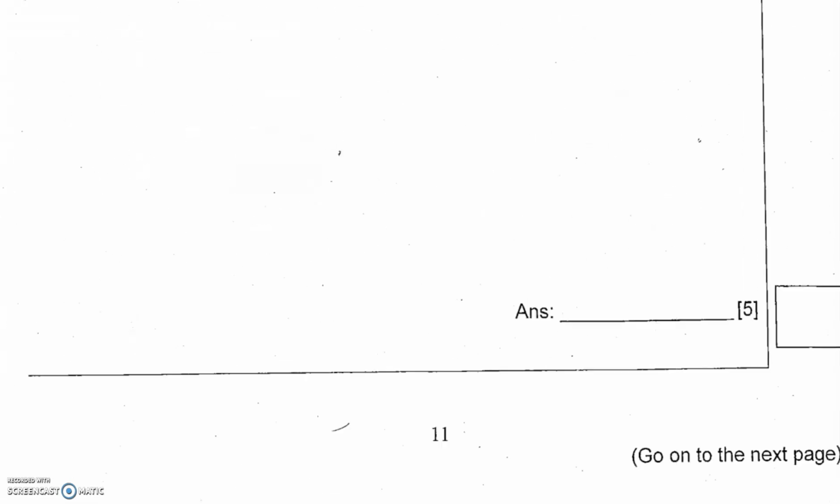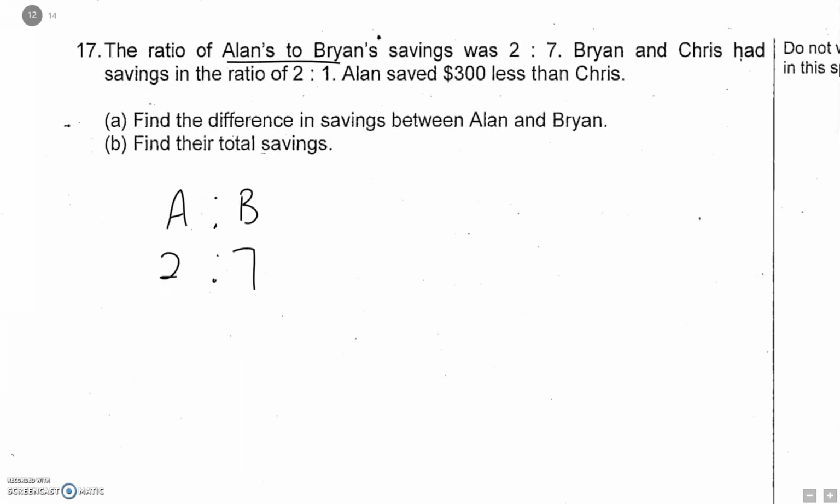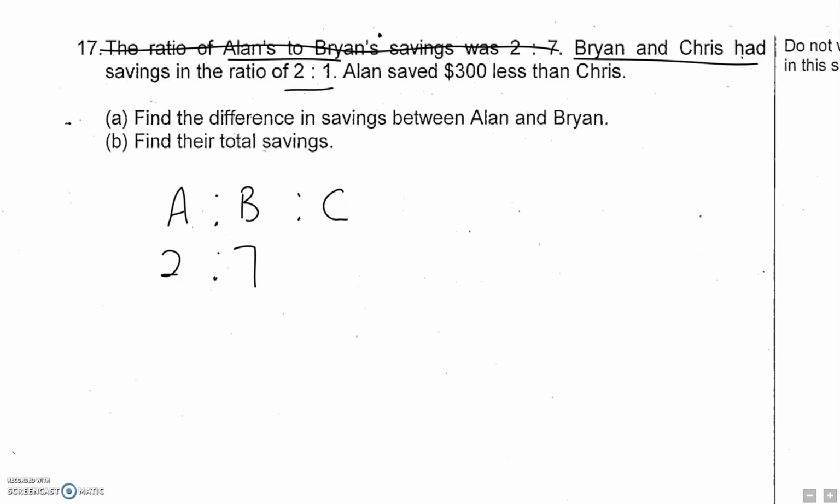Alright, now let's go to question 17. Question 17 is about ratio. We have Alan to Brian. Alan to Brian, 2:7. Okay, this part of the story is done. Now, Brian and Chris had 2:1 instead. Brian, the same person, which is B. Now we got the new person called Chris. Brian 2 and Chris 1.